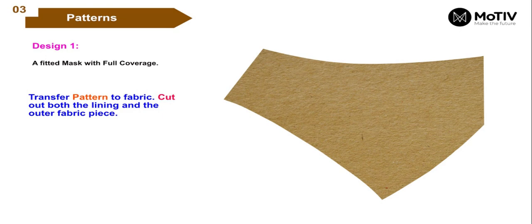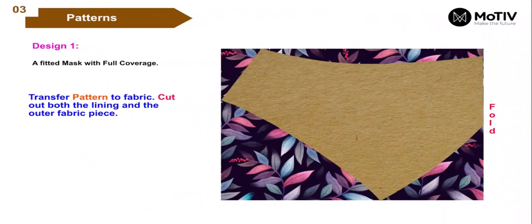So the next step we're going to do is to transfer our pattern to fabric. And once we transfer it to fabric, we're going to need 2 fabrics. We shall need the lining, which is going to be on the inside of the mask, and we will need the outer fabric, which will be on the outside of the mask. So we have to cut out this pattern from both fabrics. So we transfer the pattern on the fabric. Now, in this case, this is the outer fabric.